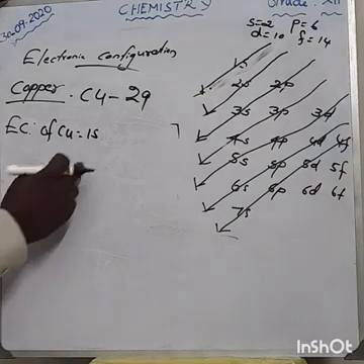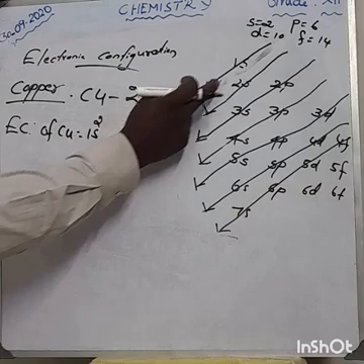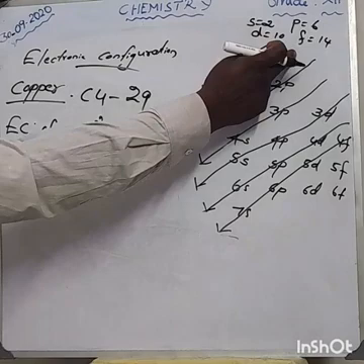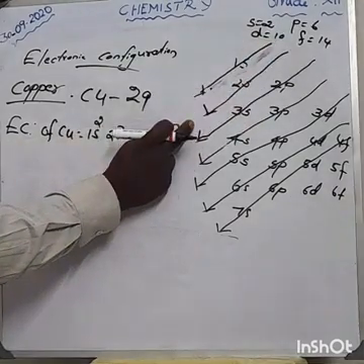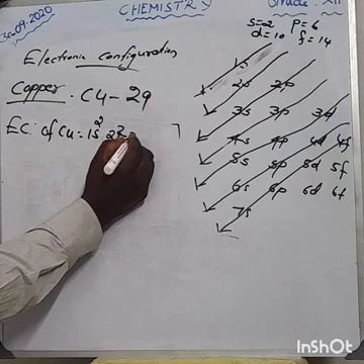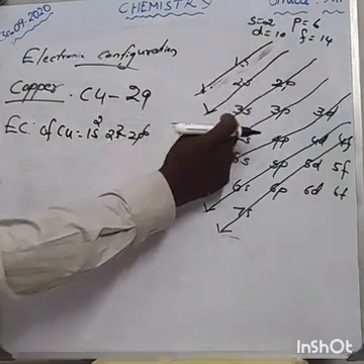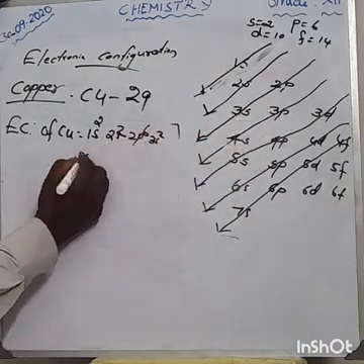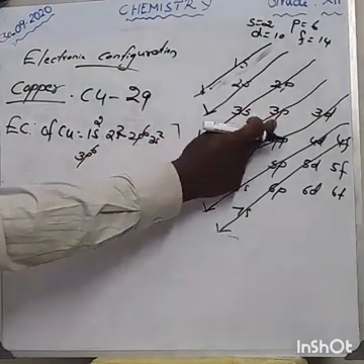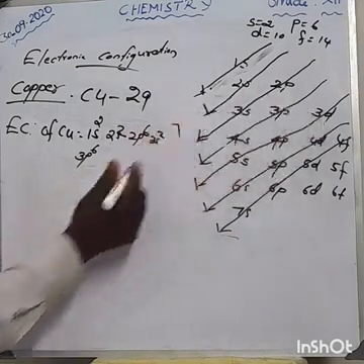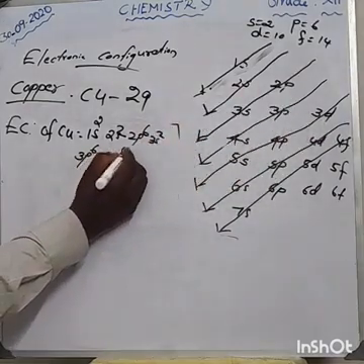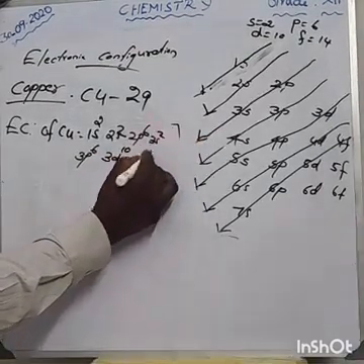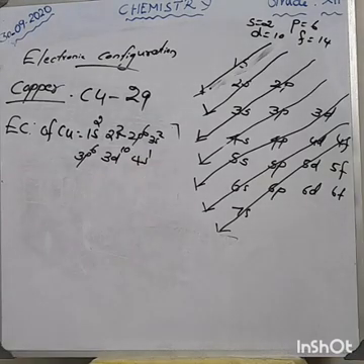So, 1s2. The first line is over. The second line: 2s2 starts here and ends with the arrow. And next one, 2p6. After the 2p, 3s2. Next, 3p6. After 3p6, don't write 4s. 3d10. Next one, 4s1. Okay, shall we count this one?